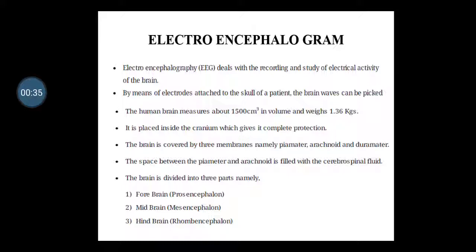The human brain measures about 1500 cm³ in volume and weighs 1.36 kilograms. It is placed inside the cranium, which gives it complete protection. The brain is covered by three membranes, namely pia mater, arachnoid, and dura mater. The space between the pia mater and arachnoid is filled with cerebrospinal fluid. The brain is divided into three parts, namely forebrain, midbrain, and hindbrain.